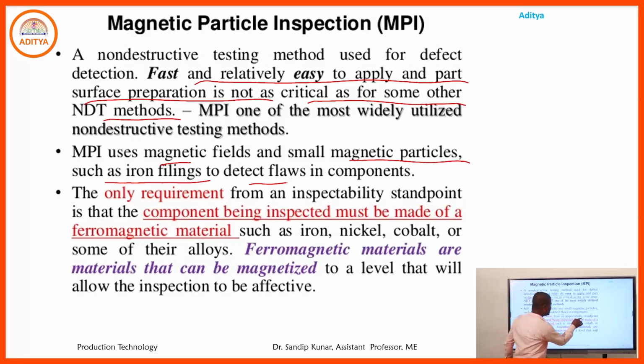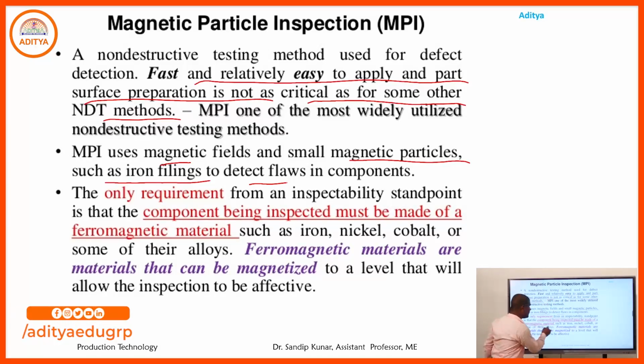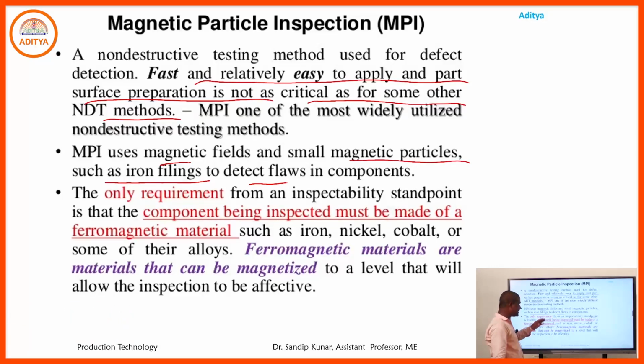The only requirement from an inspectability standpoint is that the component being inspected must be made of a ferromagnetic material. For magnetic particle inspection, the weld joint must be made of ferromagnetic material such as iron, nickel or cobalt. On the basis of the material we can do the welding, and after welding, using the magnetic particle inspection method, we decide whether the weld joint is good or bad.